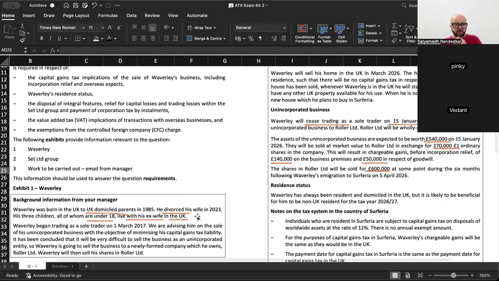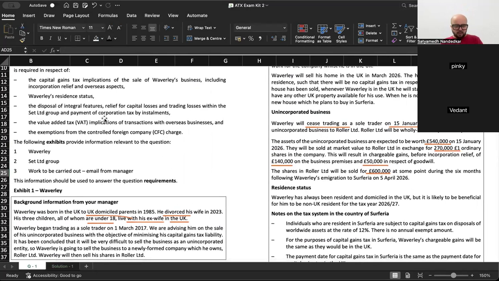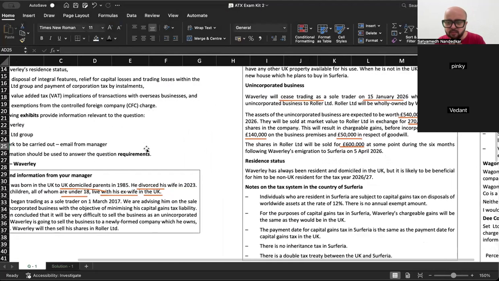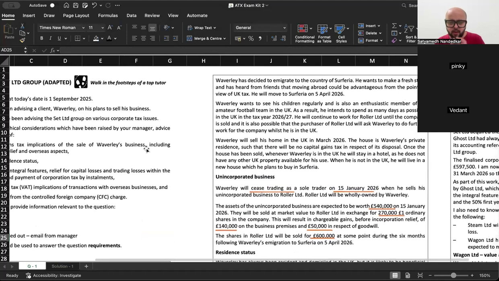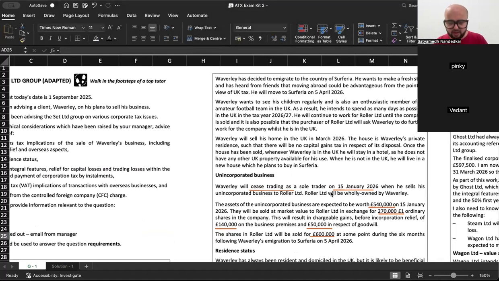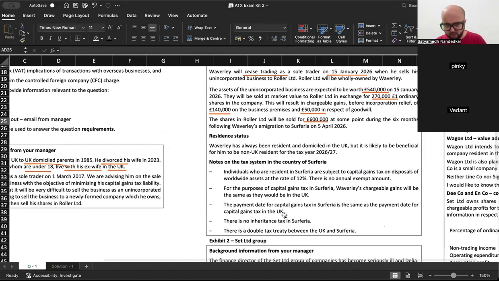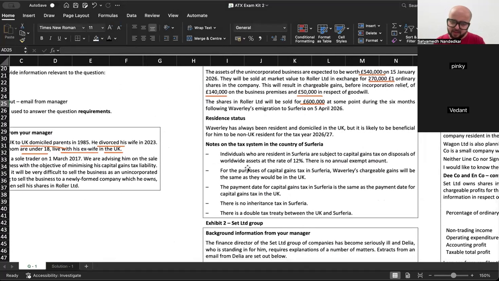or a higher rate taxpayer? Usually they give it to you. Do you see any information being given? I don't. Not yet. Not here. I don't see anything. But your tax rate will depend upon basic rate, higher rate, whatever slab he falls into. And in the country of Surferia, what is the tax rate on capital gains?